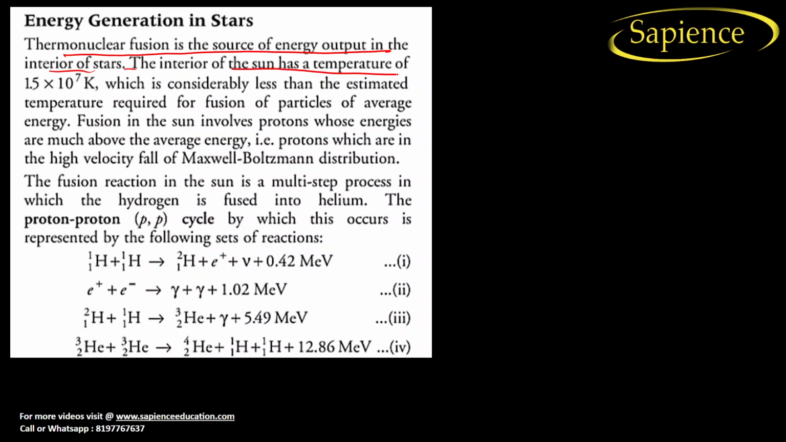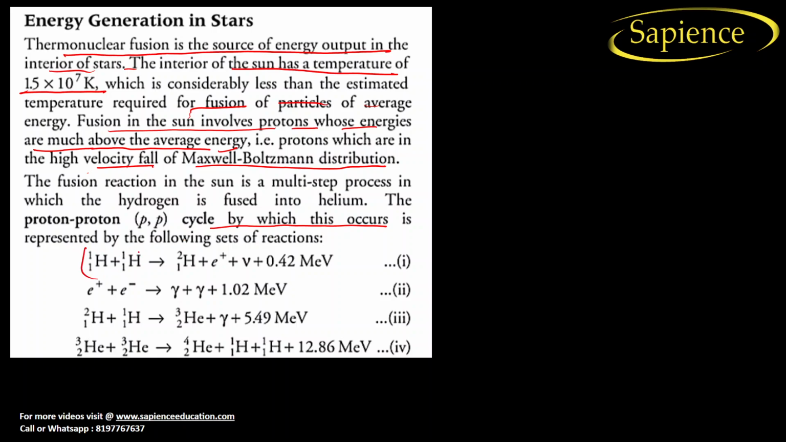Now, thermonuclear fusion is the source of the energy output in the interior of the sun. The interior of the sun has a temperature of around 1.5 times 10 to the power 7 Kelvin, which is considerably less than the estimated temperature required for fusion of particles. So fusion in the sun involves protons whose energies are much above the average energy. That is, protons with very high velocity fall on the Maxwell-Boltzmann distribution, and the fusion reaction in the sun is a multi-step process. It is not a single step process. So the hydrogen is fused into helium by the proton-proton cycle, represented by the following.